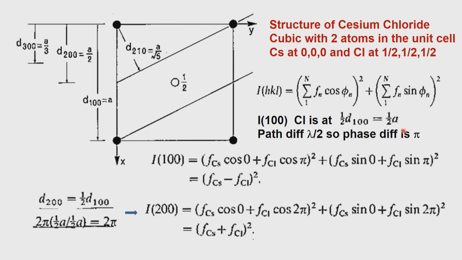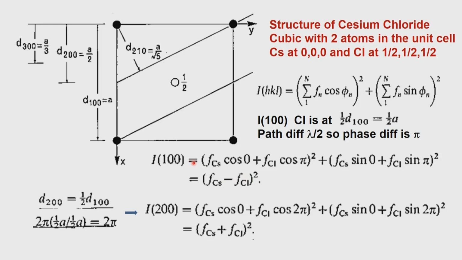And therefore, the value of I of 100 goes like this: f of Cs cosine 0 plus f of Cl cosine pi, squared, plus f of Cs sine 0 plus f of Cl sine pi, squared. So, this can be calculated. We know how the cosine behaves and how the sine function varies with respect to the angular variation, and so this turns out to be f Cs minus f of Cl, squared. So, the intensity of 100 is the difference between the atomic scattering factor of cesium ion and the atomic scattering factor of chlorine ion.